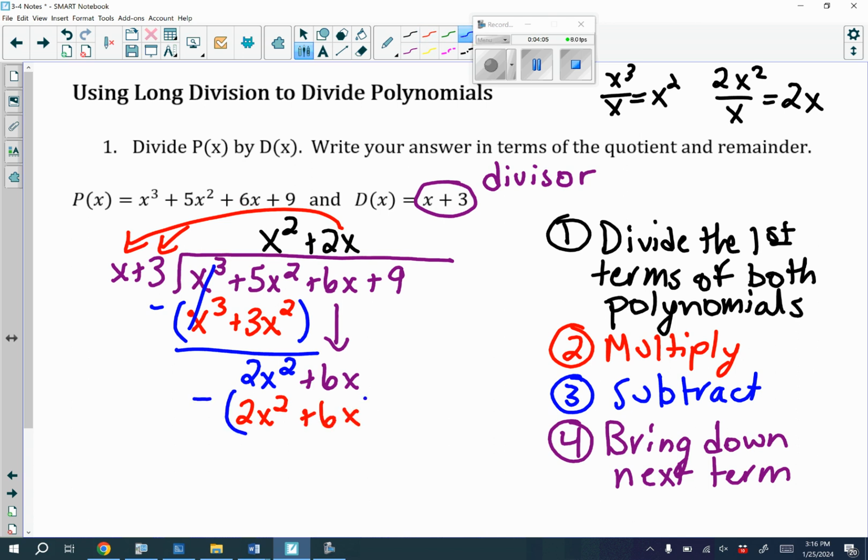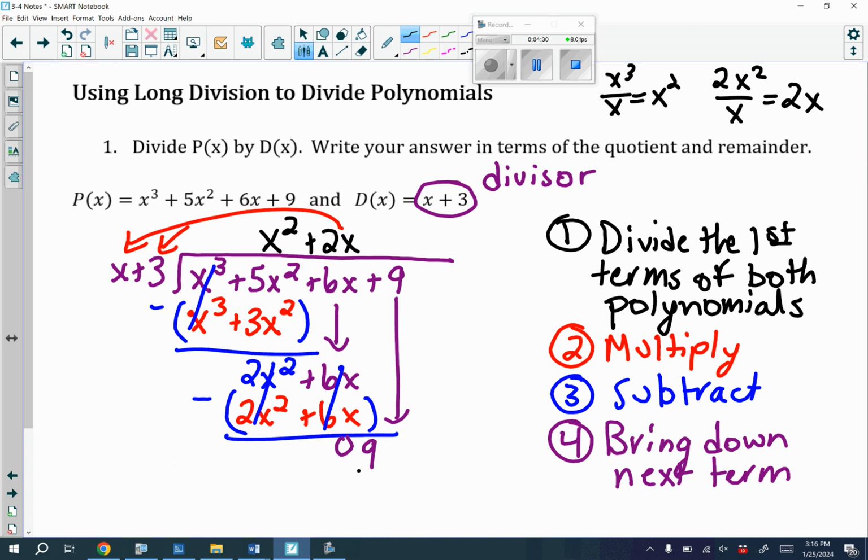Now I subtract the 2 polynomials. Notice that the 2x squared terms cancel each other out. Also 6x minus 6x cancels out. So all we're left with here is 0. Our last thing to do is bring down the next term, which is a 9. Okay, let's start it all over again.